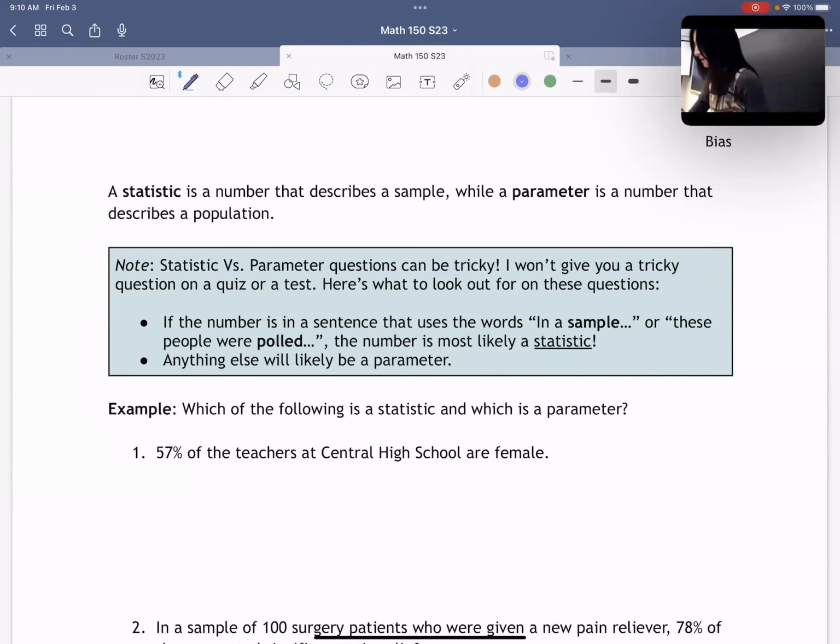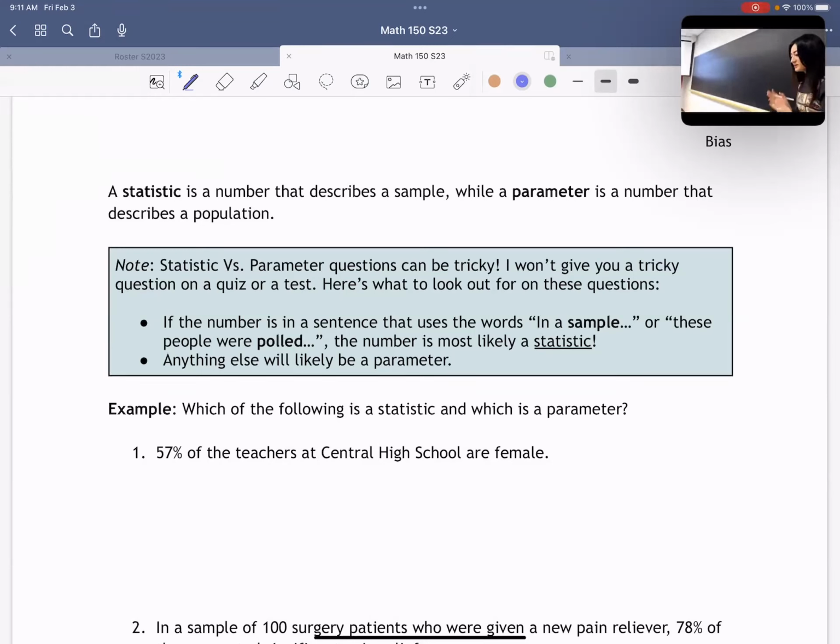Okay, now before I talk about these two types of numbers, let's just go back to sampling. When we do a sample, we take a small sample out of a large population, right? So we have those two words floating around. If you see a number in this class and it describes a sample, we call it a statistic, okay? So S for statistic and sample. If a number describes a population, we call it a parameter, okay? So P for parameter and population.